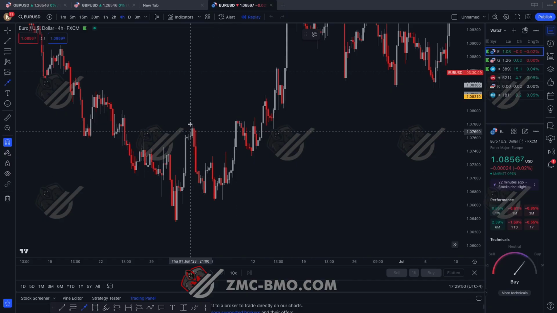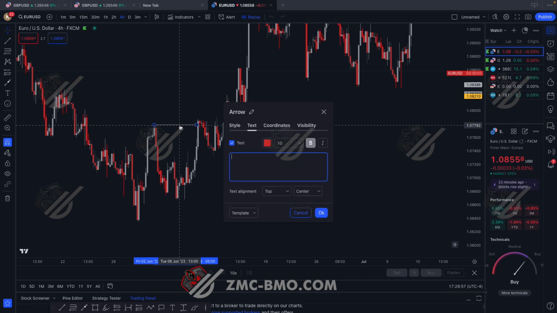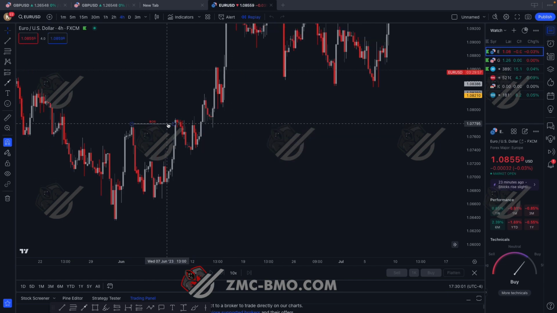Price pulled back, and this is a break of structure right here. Just like that, as simple as that. Let me mark this out for you guys. Now once again, price took out this high. What's the highest point?